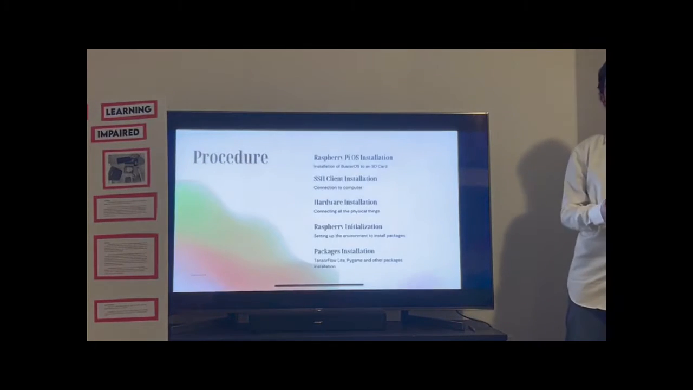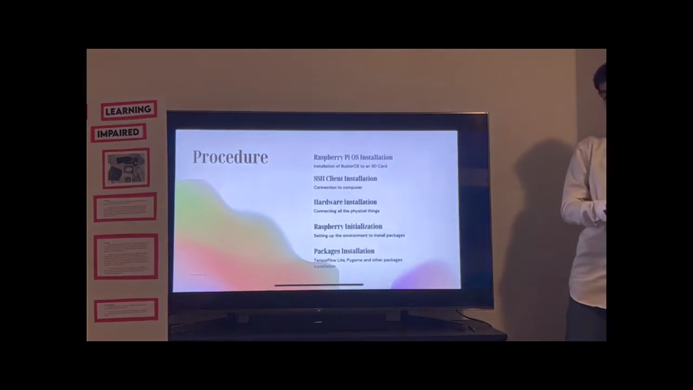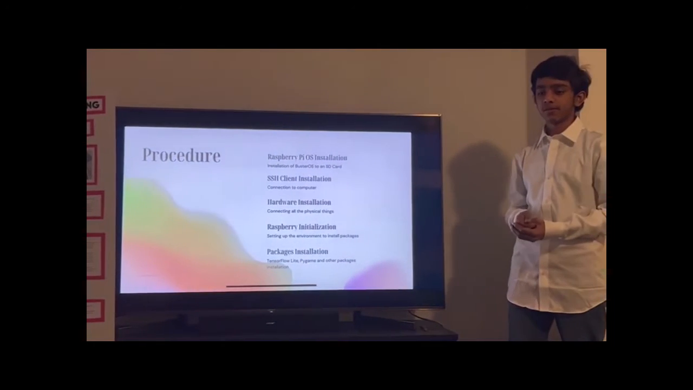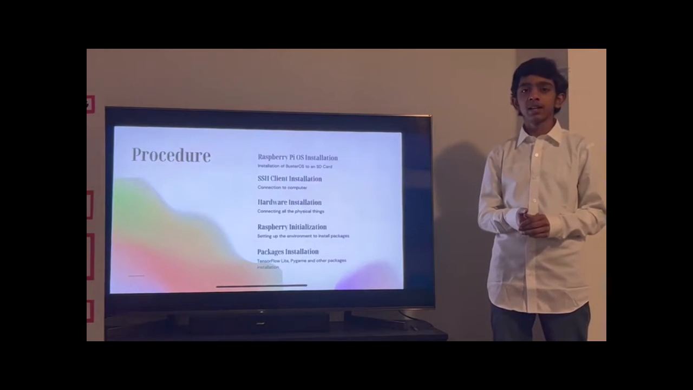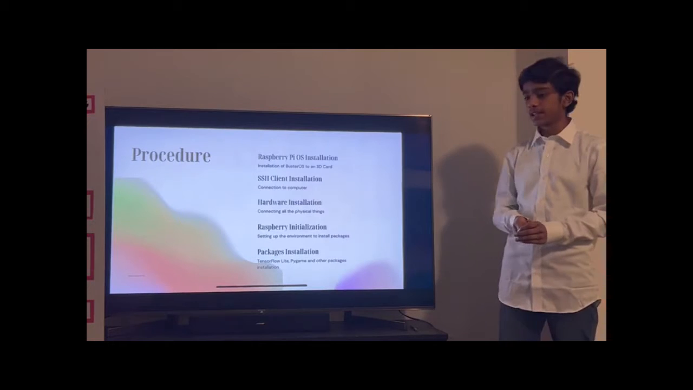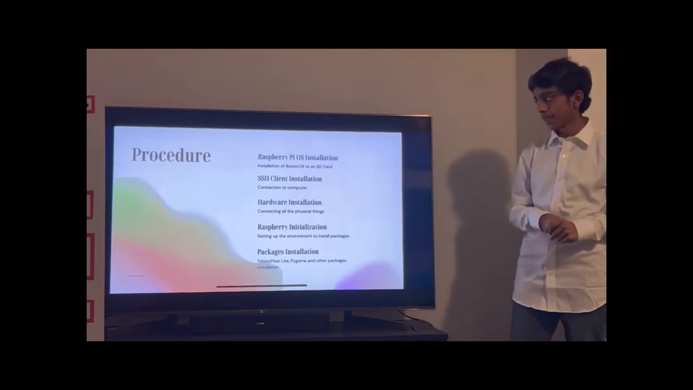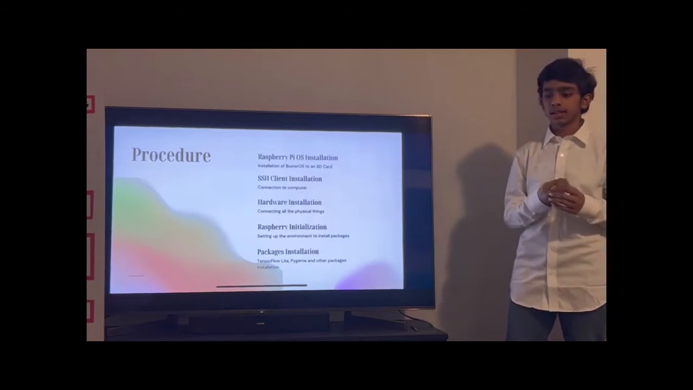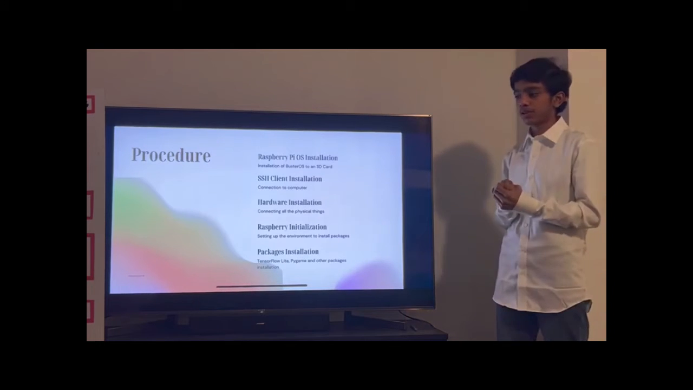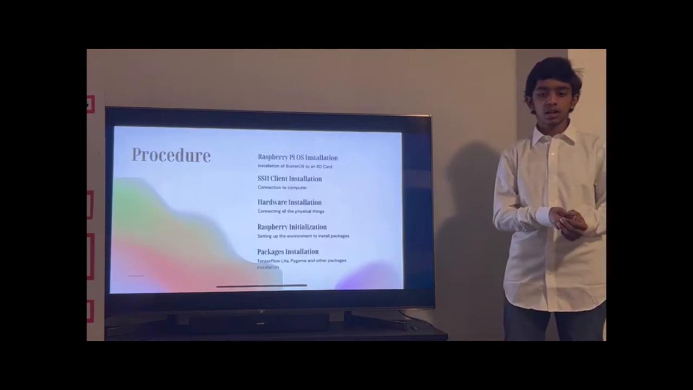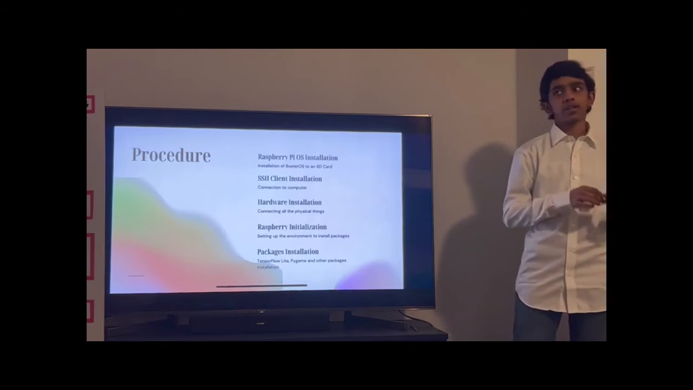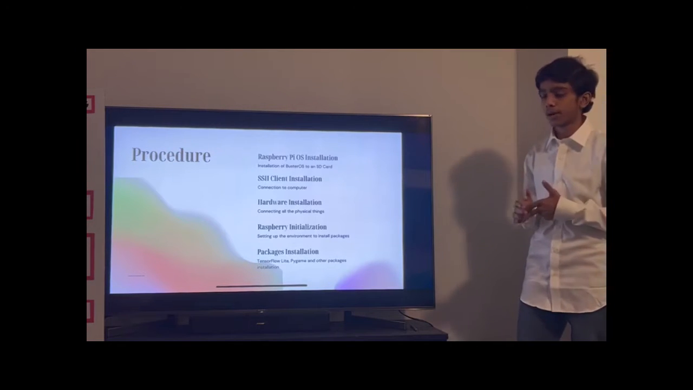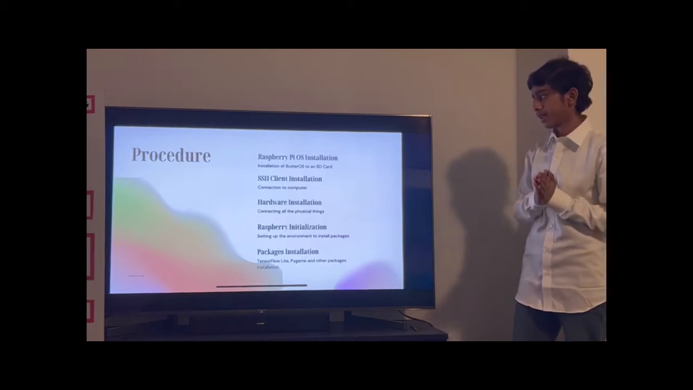So the procedure of this experiment was broken down into a few blocks. The first of which was Raspberry Pi OS installation, which is the Raspbian version of Debian, and for this project we're using Debian 10 or Buster OS. After that, we're going to establish an SSH connection between our computer and the Raspberry Pi so we can input all of our code from there.